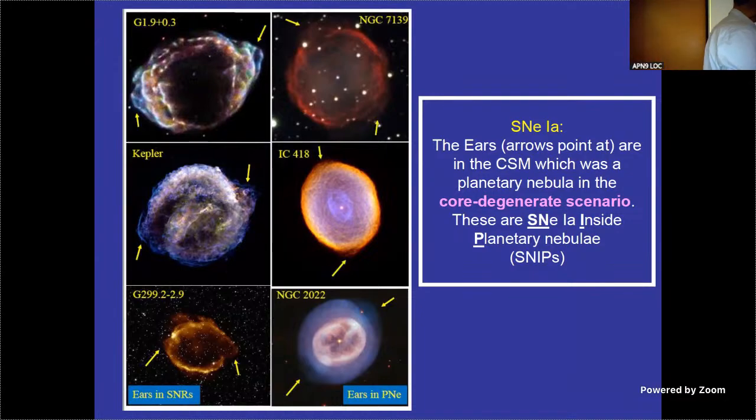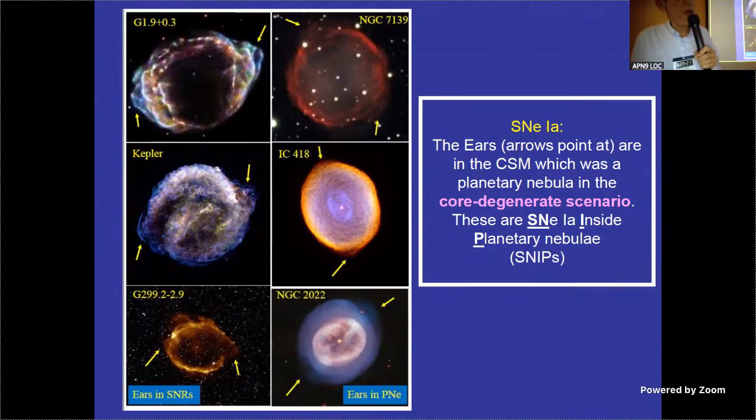So I call them SNPs. What is an SNP? An SNP is a supernova 1a inside a planetary nebula. Here we have 3 planetary nebulae, and here we have 3 supernova remnants, type 1a. Type 1a is an exploding white dwarf.